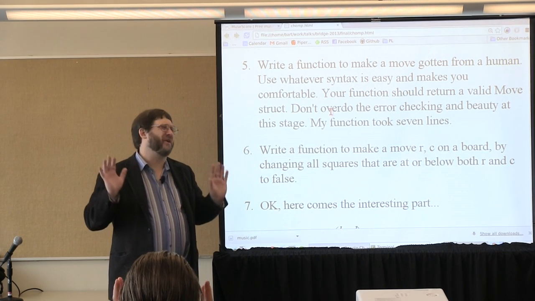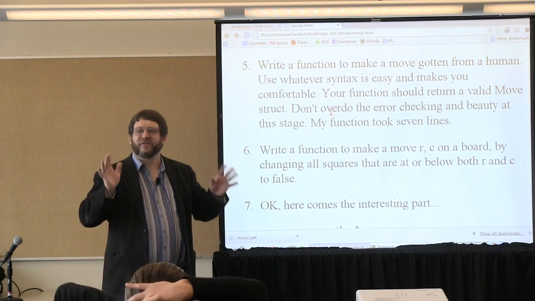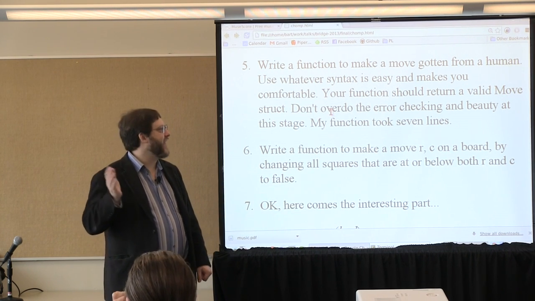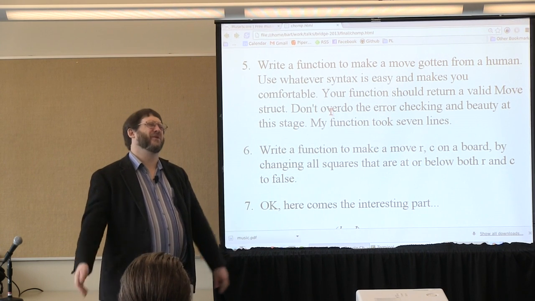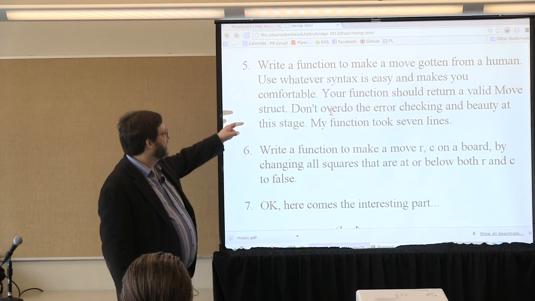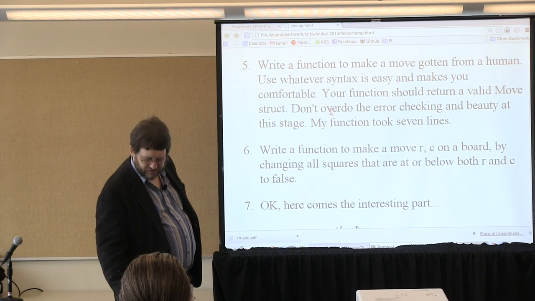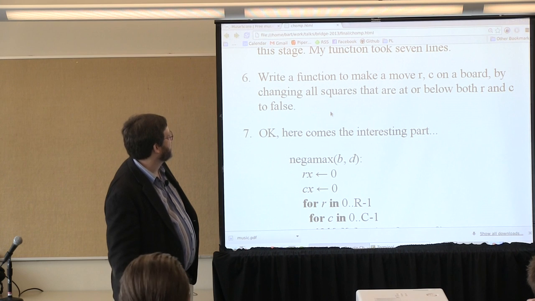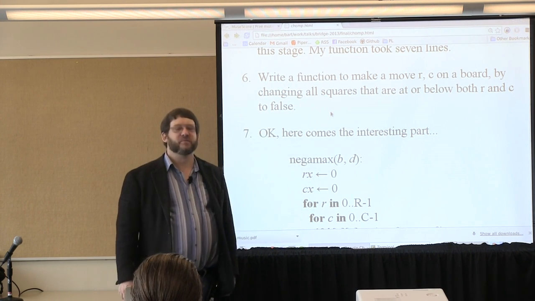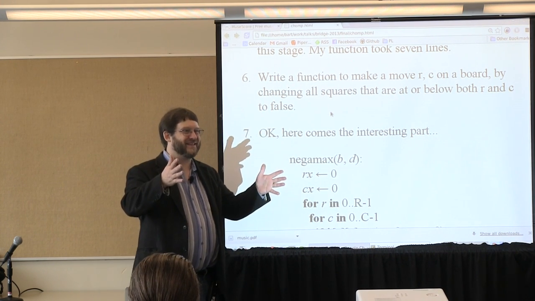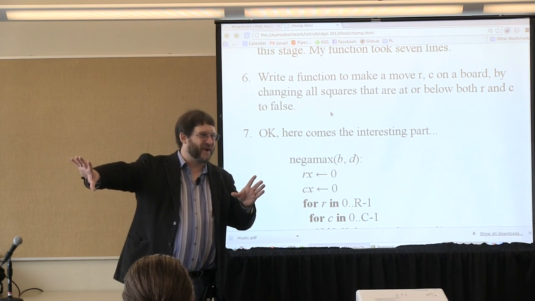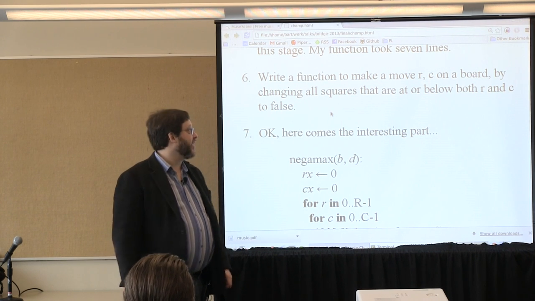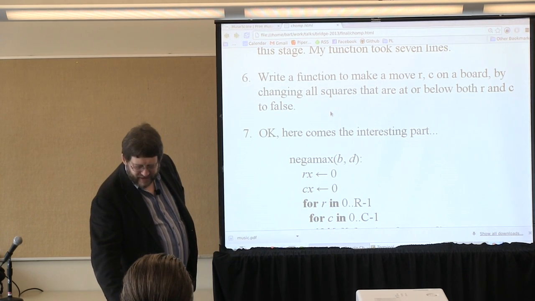Don't do error checking. Look, if you waste a bunch of time doing error checking and making everything beautiful and user-friendly, you're going to go nuts. And do ASCII. Don't try to write GUI code. We don't have time. My function was this little 7-liner. It works fine. Then you write a function that actually executes the move, right? So given a move object, it says, okay, I'm going to delete all the things to the right and below. The square that you give me is the move target square so that you can actually clear out part of the board. And then there's this negamax code.